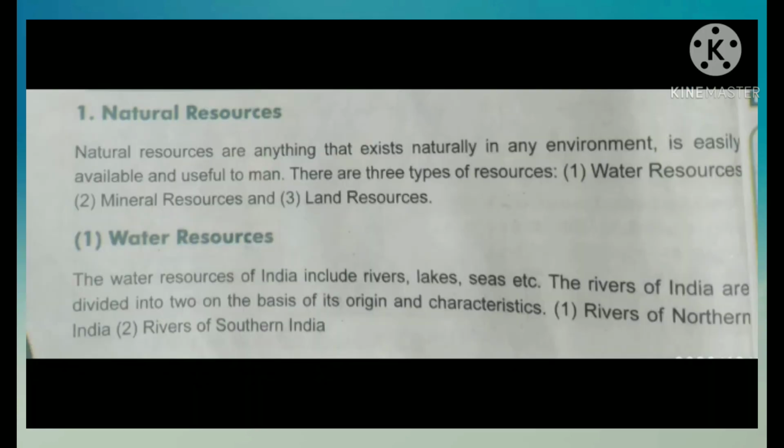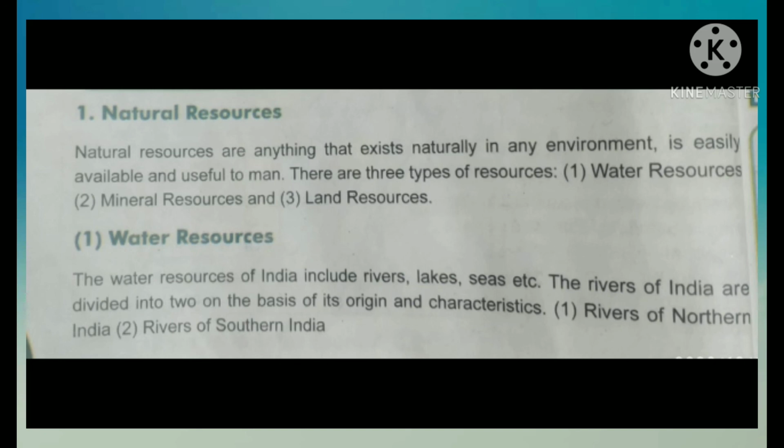So first type of resources is natural resources. Natural resources are anything that exists naturally in any environment, is easily available and useful to man. From the environment we are getting the things. So the things which we are getting from the environment are called natural resources, and they are easily available and even useful to man. There are three types of resources. First, water resources, second, mineral resources, and third, land resources. We can divide natural resources into three parts.